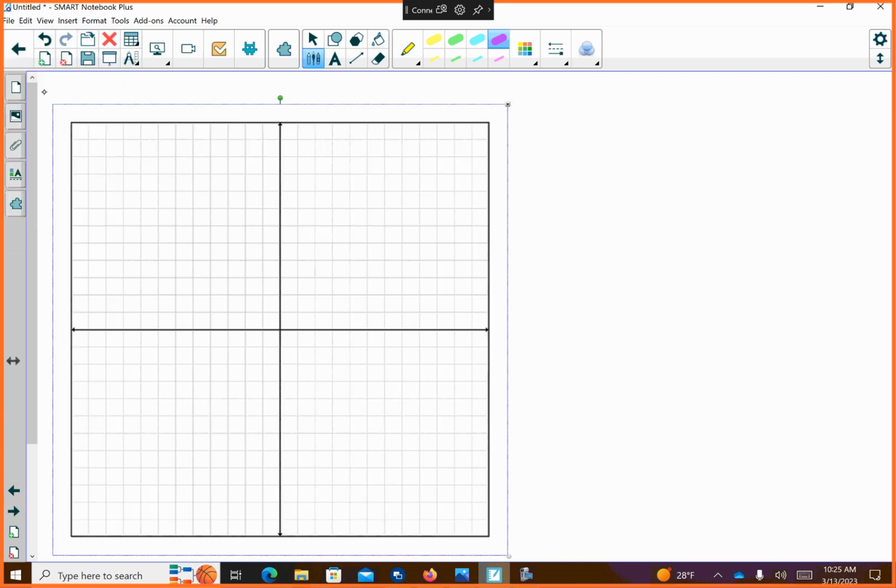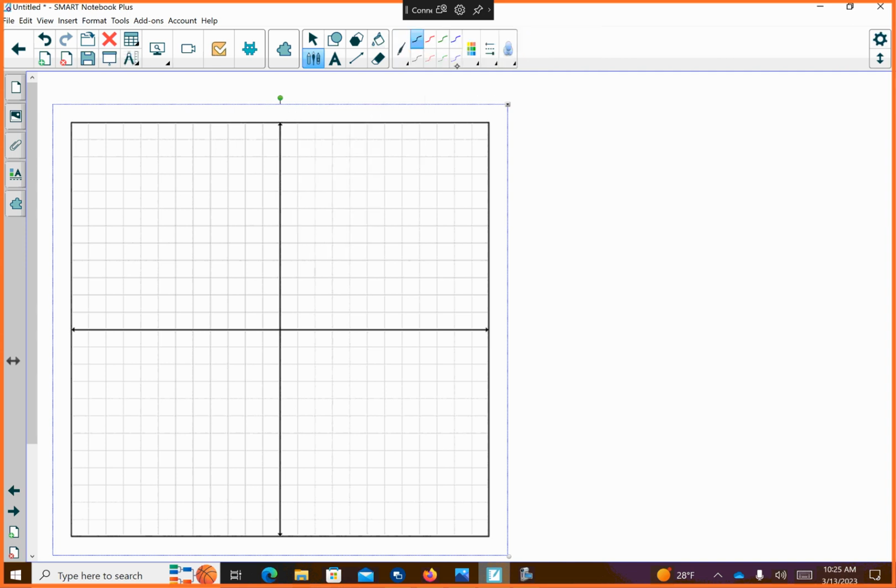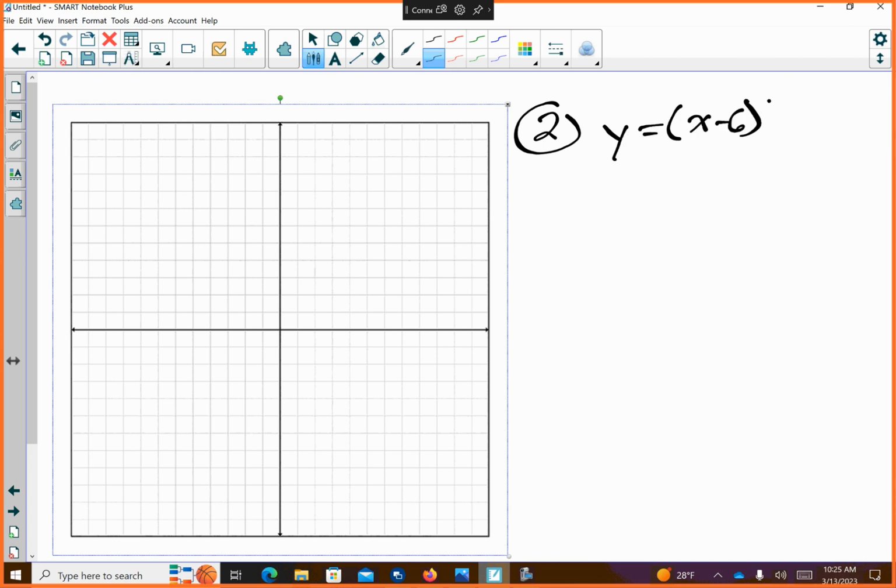All right. Problem number 2. We have y equals (x minus 6)(x minus 2). What does this way tell us? It says the roots. Very good. This one is set up for us to get the roots.